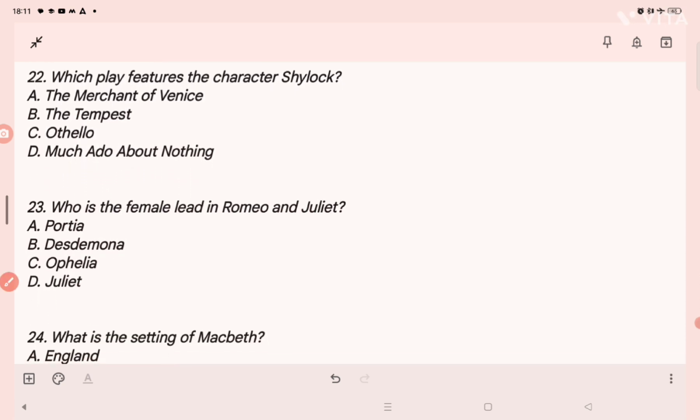Which play features the character Shylock? Option A, The Merchant of Venice. The character Shylock appears in The Merchant of Venice, a play about a Jewish moneylender seeking revenge, also called a tragi-comedy.